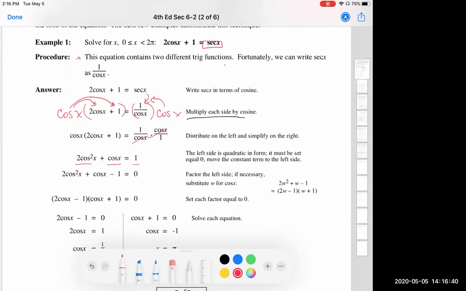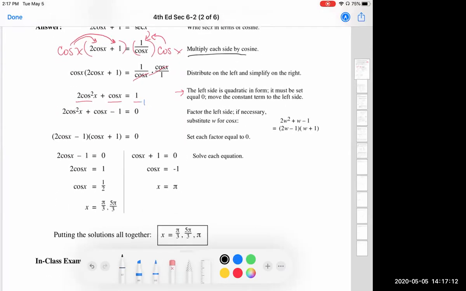Okay, now whenever you work with an equation that's a quadratic, you have to set it equal to 0. The left side is a quadratic in form. It must be set equal to 0. Move the constant term to the left side. So we go ahead and just subtract 1 from both sides. Minus 1, minus 1. All right. Once we do that, we're left with the type of problem we learned in 6.1. So now we can go ahead and we can factor.